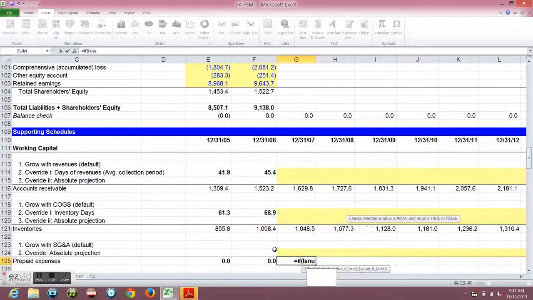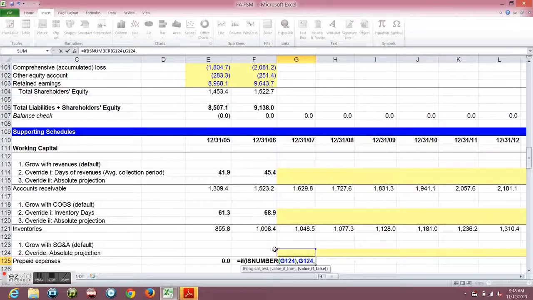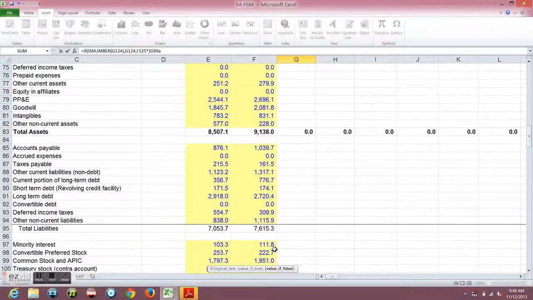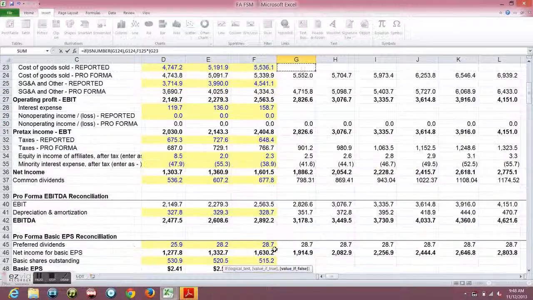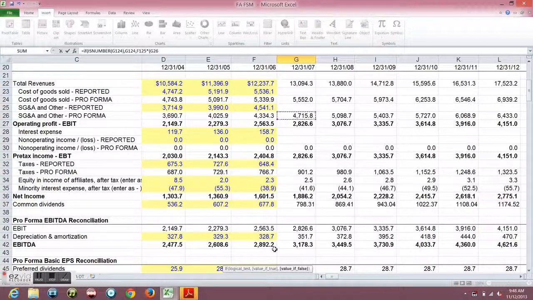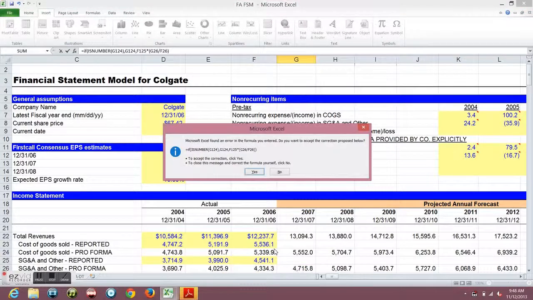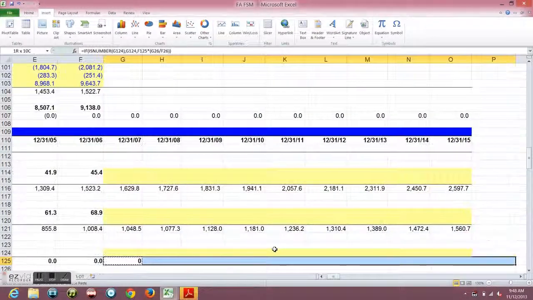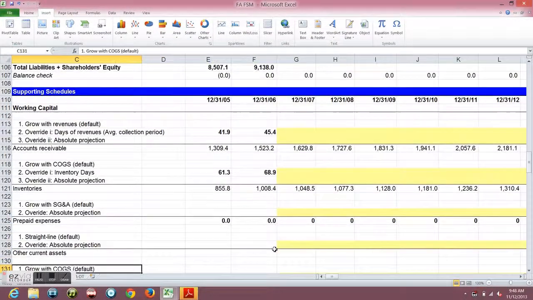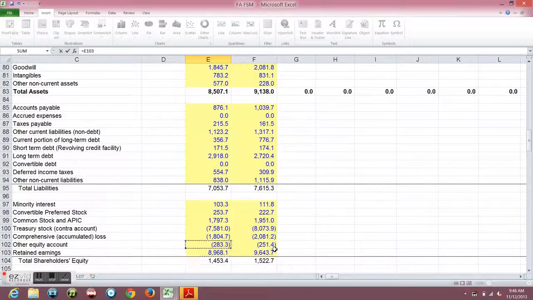So simply, if there is an absolute projection, then we're going to use our absolute projection. If that's not the case, so we don't have to put another IF ISNUMBER, the last option we have is that we're going to grow our prepay by our SG&A. Now, we have a margin for SG&A, but we do not have a growth for SG&A. But one way we can get around that is by taking this and dividing it by our previous SG&A number. Okay, do that. There you go.